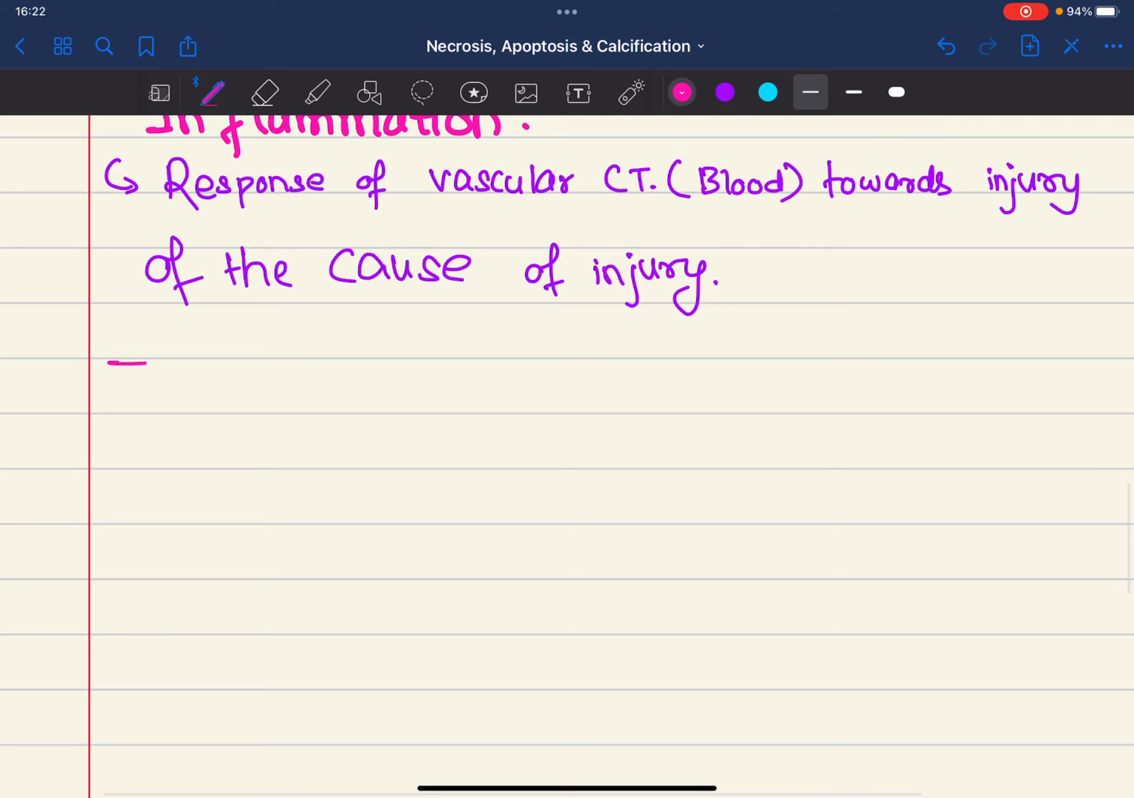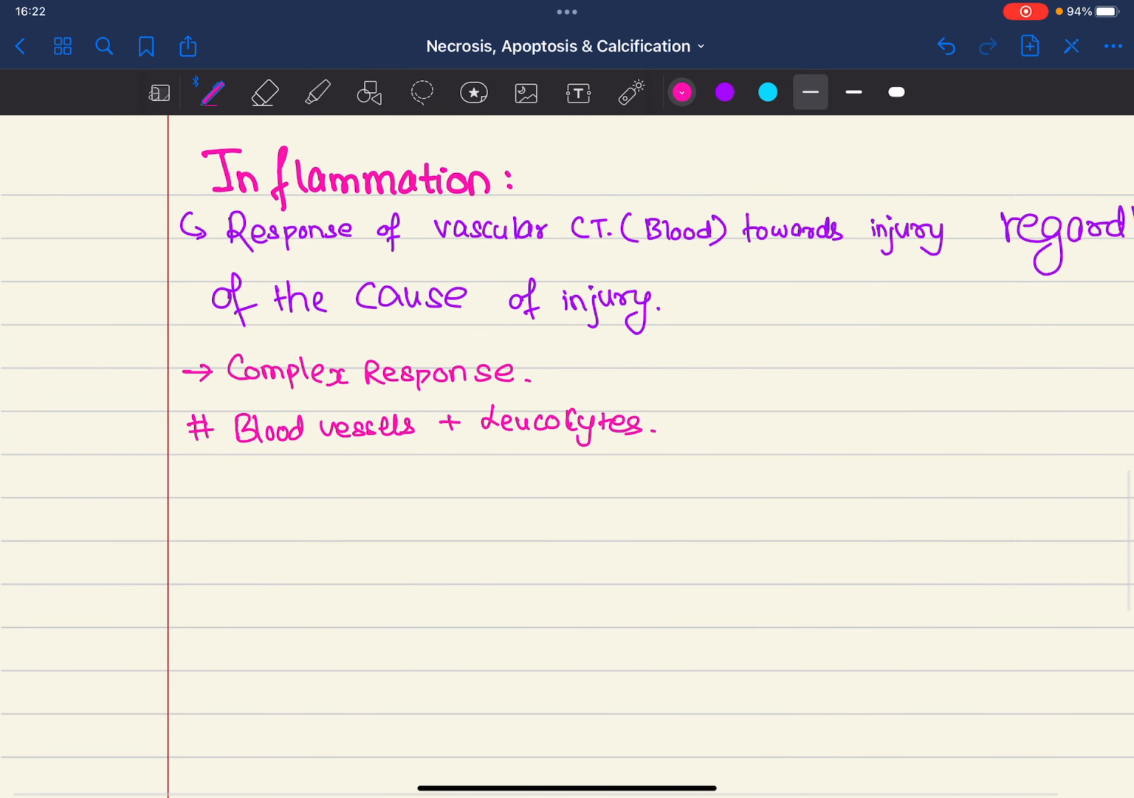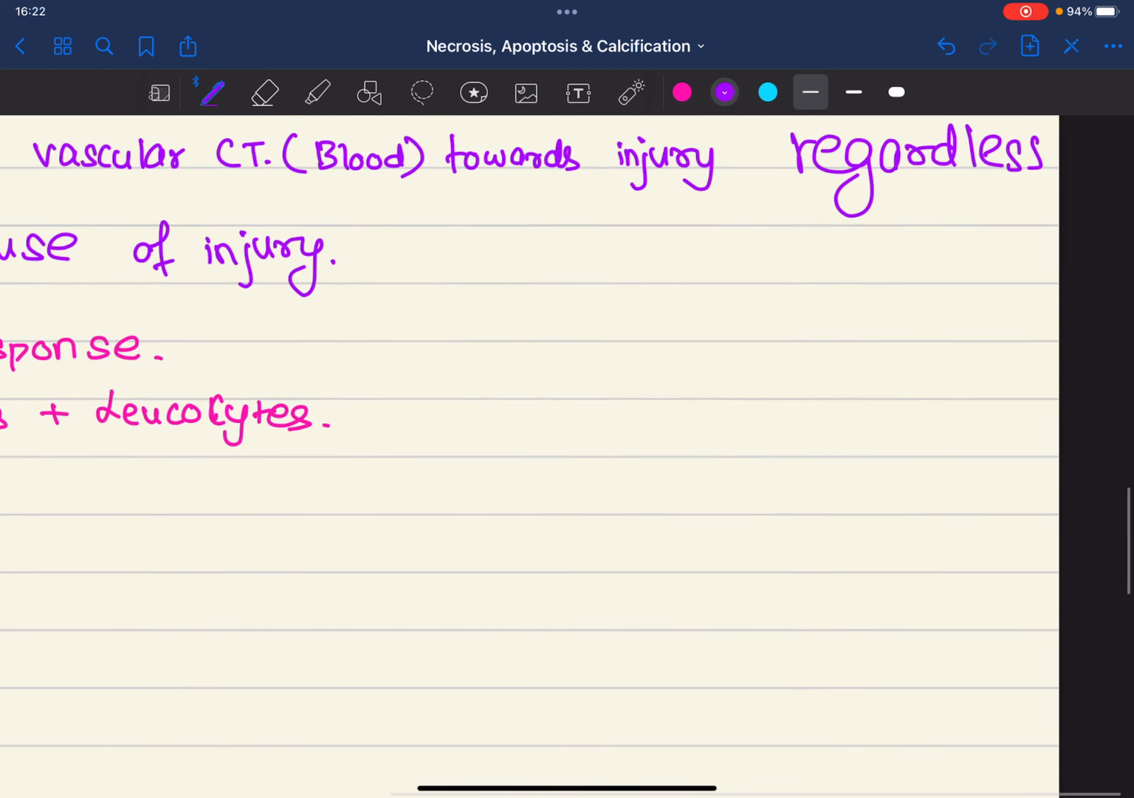It is a complex response, and it consists of the response of blood vessels, and leukocytes will also respond. And the main objective of inflammation is, now what is inflammation? Now I have written the definition, now I'll explain it.